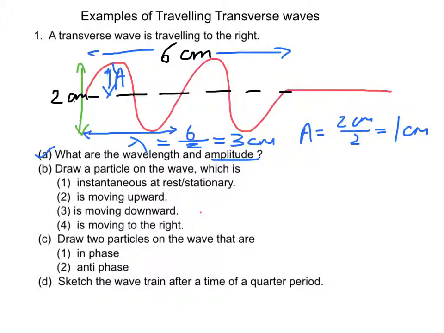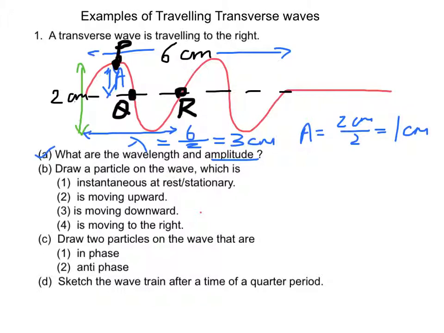For B1, the particle that is instantaneously at rest or stationary is this one, P. B2, the particle that is moving upward is this one, Q. B3, the particle that is moving downward is this one, R.